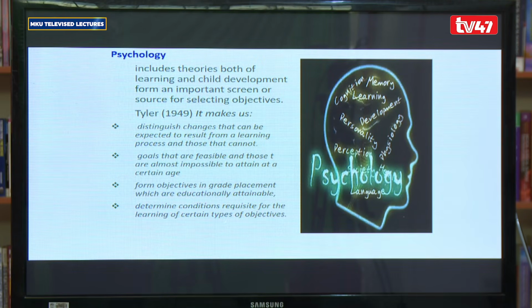Then we move on to psychology as a determinant. This includes the theories, both the learning and child development theories that we have been provided with. And Tyler in 1949 makes it very clear. He distinguishes between that which can be expected as a result from the learning process and those that cannot be expected out of the learning process. He also looks at the goals that are feasible and those that are impossible to attain at a particular age.